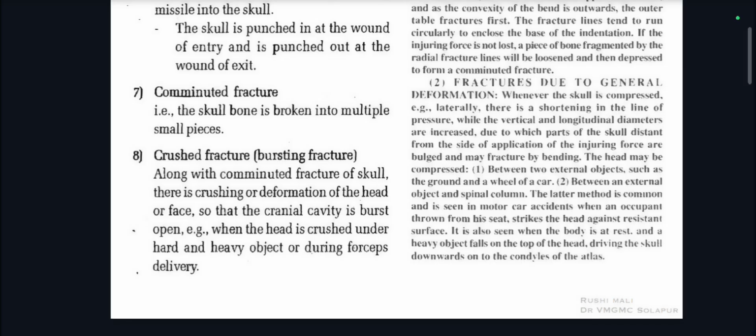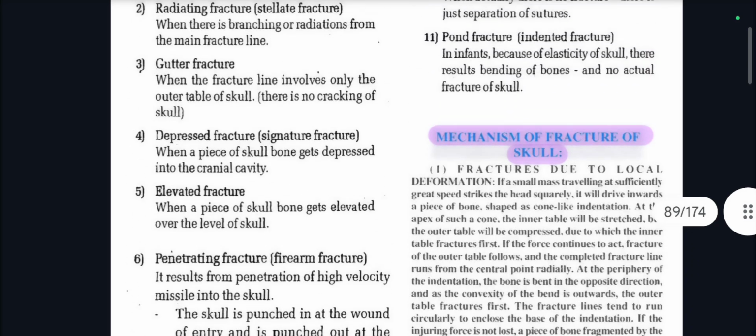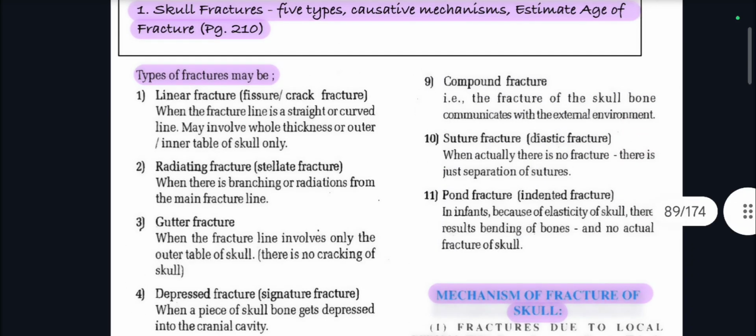What did we learn up till now? We learned about the linear fracture, radiating fracture, then comminuted fracture, then penetrating fracture, elevated fracture and depressed fracture, then gutter fracture also. Moving to the next fracture, that is compound fracture. The fracture of the skull bone communicates with the external environment.